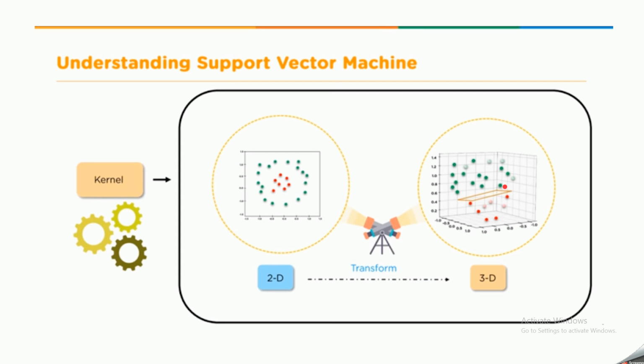So here basically we are getting a plane. In 1D we were basically getting a line, and in 2D also we were getting a line. But in 3D, we are going to get a plane, which is nothing but your hyperplane. And this transformation is done through a kernel.